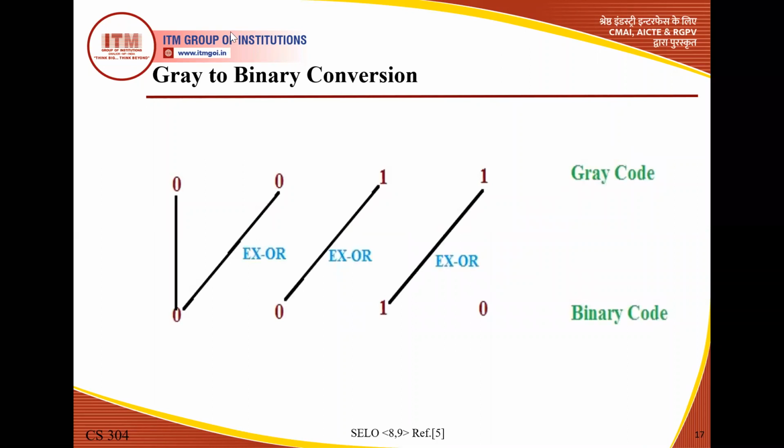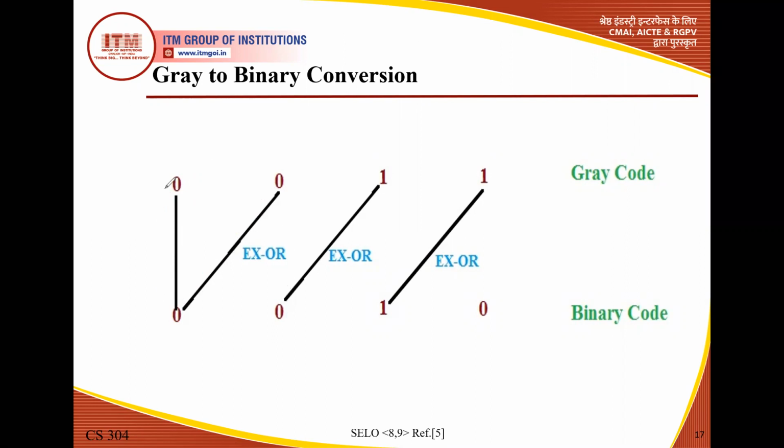Suppose that we have a gray number that is 0010. As we know, the MSB is replaced as it is. So this is G3 equivalent to B3, replaced as it is. Once this B3 comes out, this B3 is XOR with this G2. So 0 XOR with 0 gives output 0.